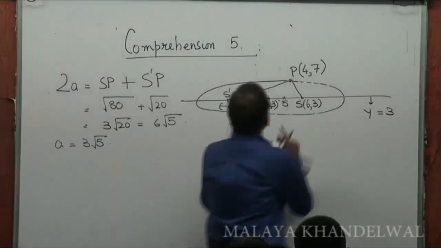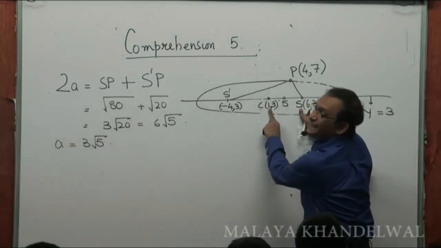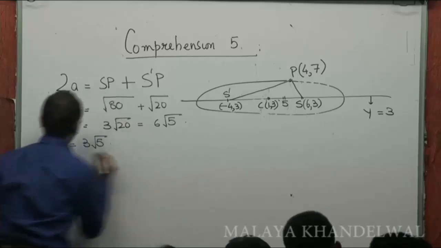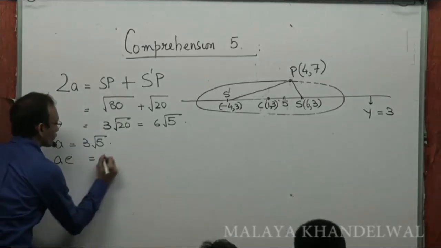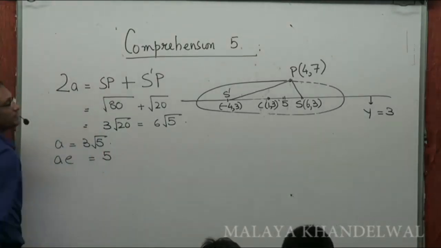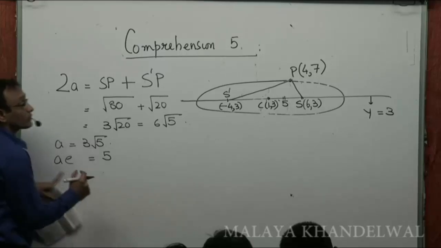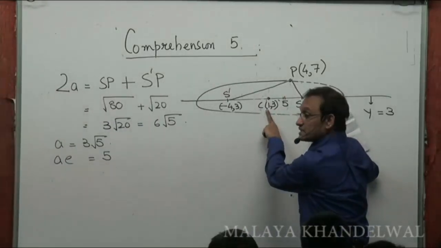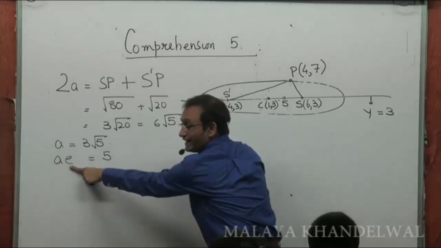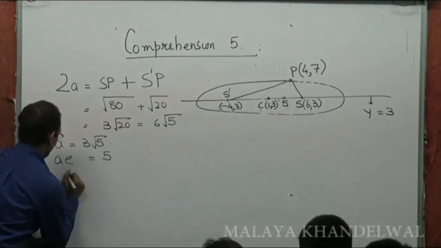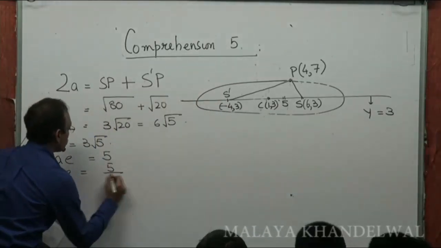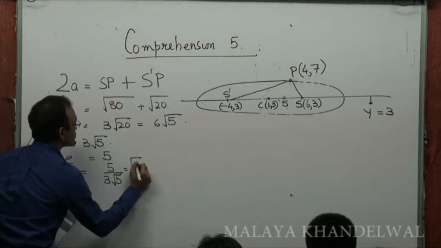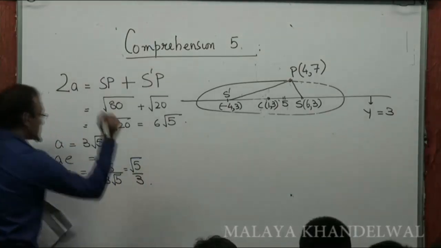Also, distance between the center and the focus is AE. Right? AE must be 5. Now, what is AE? AE is 5. A we have known, so I can find E from here. So E therefore would be 5 by 3 root 5, which is root 5 by 3, the eccentricity of this ellipse.